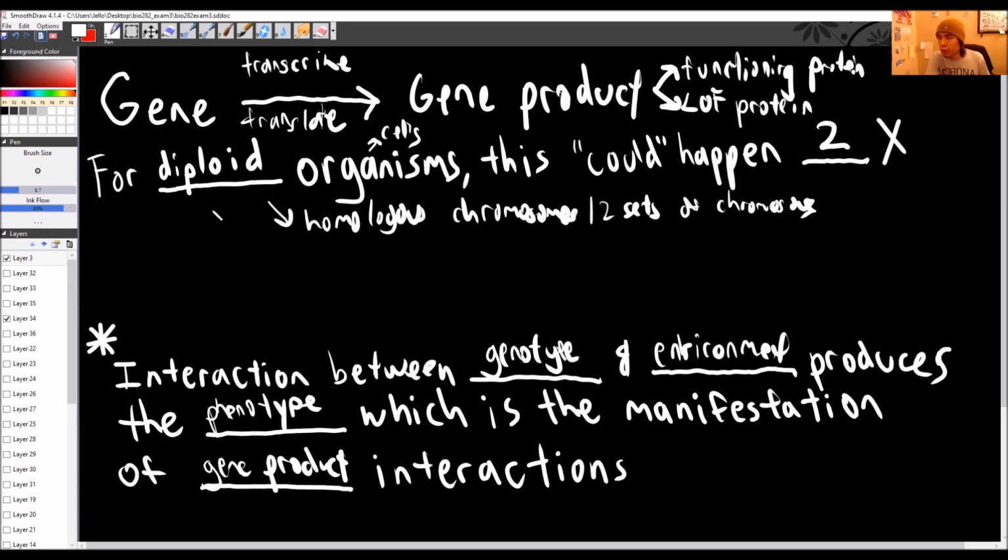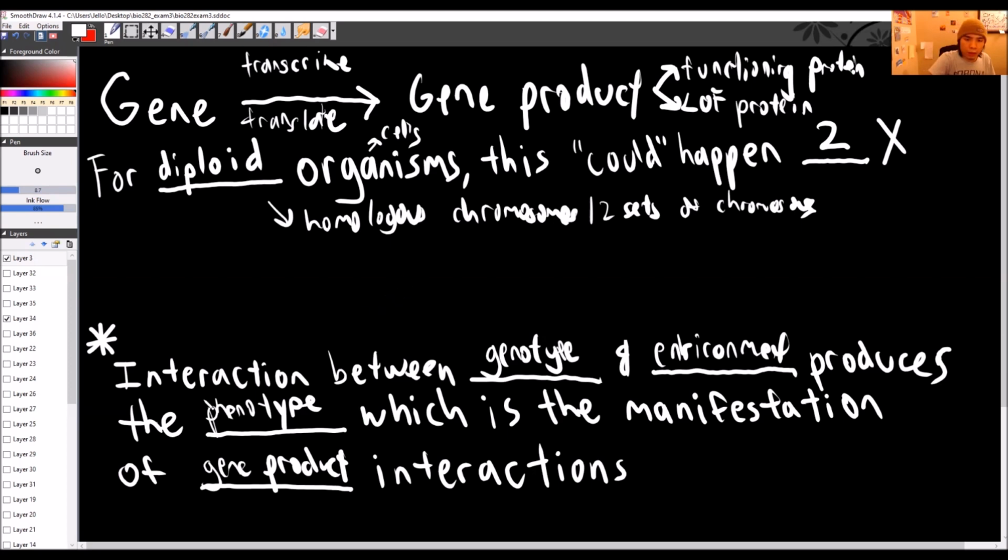Because we have two homologous chromosomes, that means we have two possible alleles because they share the same kind of gene type. So each allele could be expressed and produce their own gene product. Each allele can be transcribed and translated to produce that gene product, and that would happen twice for each gene. For a haploid organism, that would just happen one time because they only have one chromosome for each. They only have one set of genes possible.